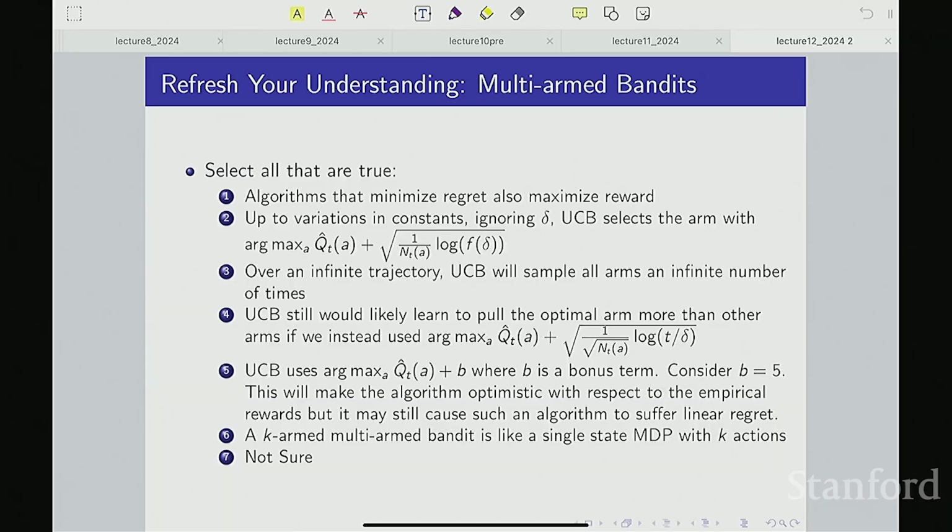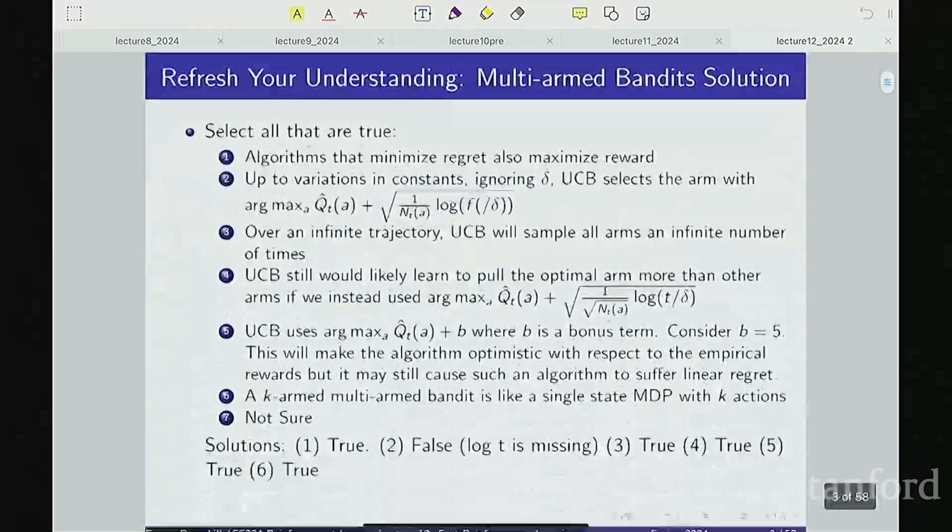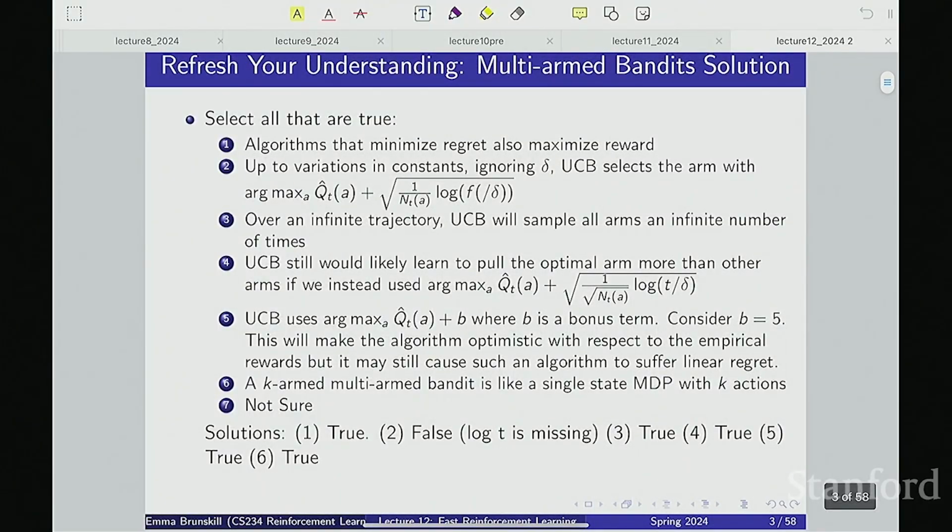Ooh, hold on, pen is not working. Let's see if I can grab a different one. I can get this on here. Okay, so the first one is true. If you minimize regret, you also maximize reward.